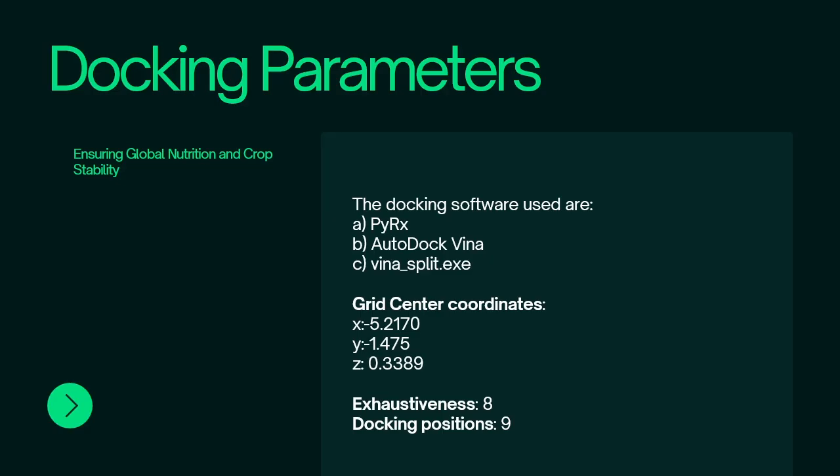They are, for the x-axis, minus 5.2170; for the y-axis, 1.475; and for the z-axis, 0.3389. The exhaustiveness was set to 8, which is usually a standard value for balancing accuracy. Nine docking poses were chosen, which is also relevant to AutoDock Vina, and about 9 poses were generated for each of the 5 ligands. So in total, I had about 45 results.